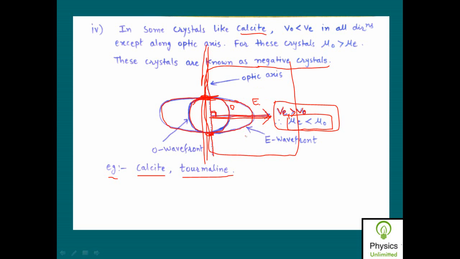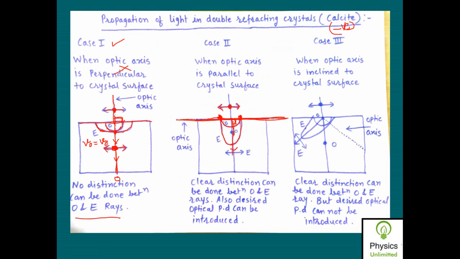VE is greater than VO. So here the elliptical wavefront lies outside the spherical wavefront. It means that the extraordinary ray travels faster as compared to the ordinary ray. Here the velocity for extraordinary ray, VE, is greater than the velocity for ordinary ray.